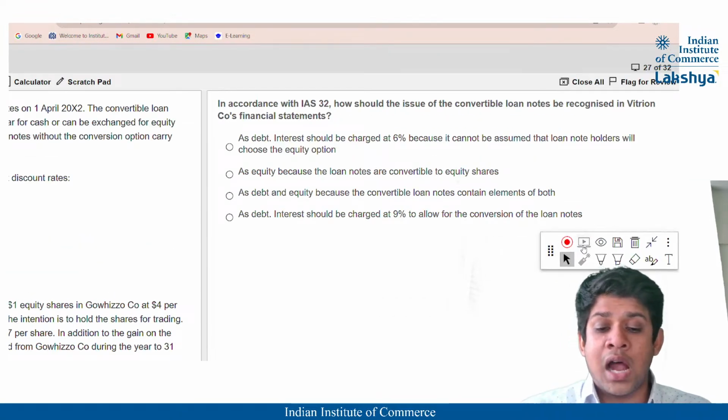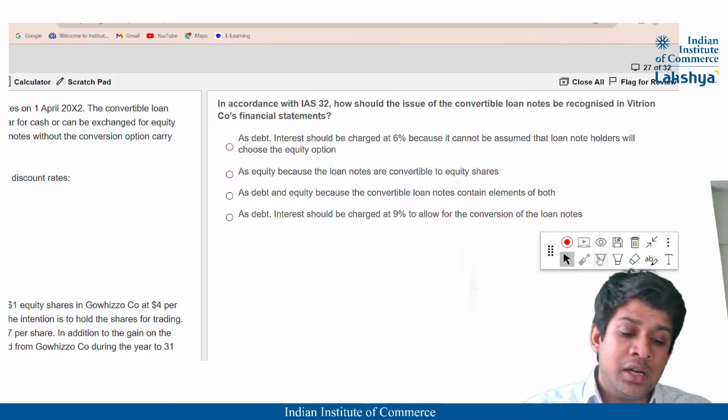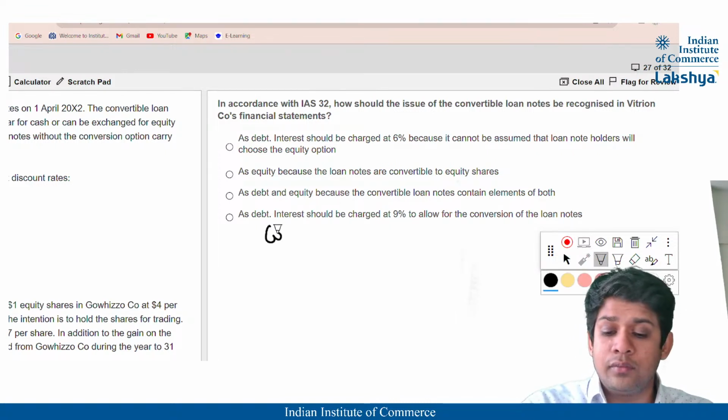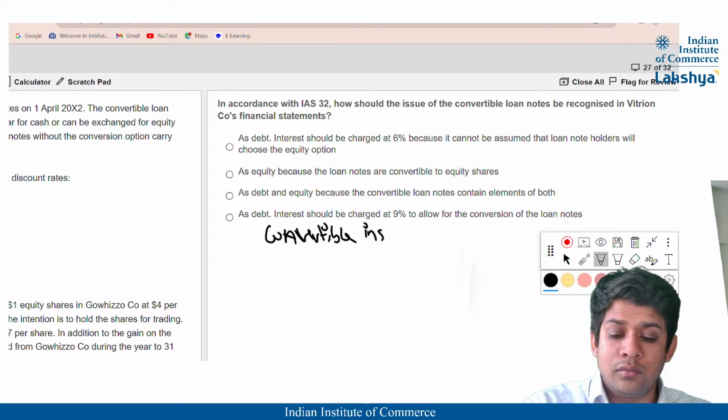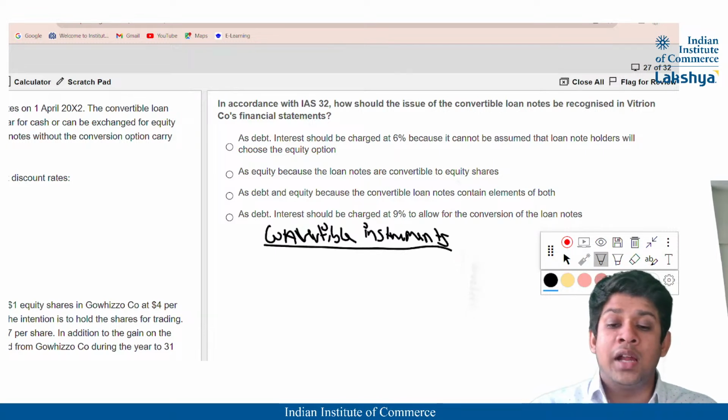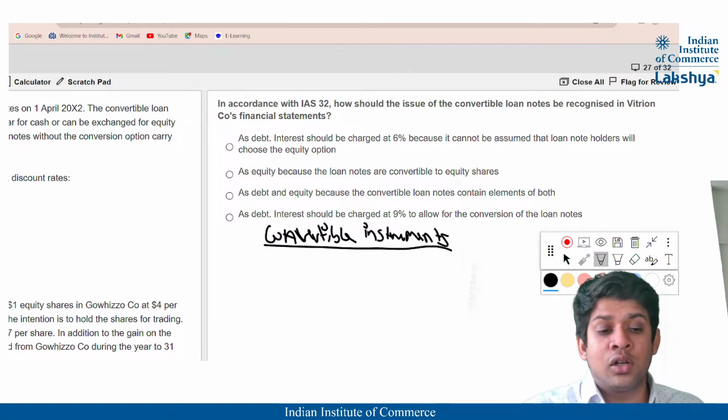In accordance with IAS 32, how should the issue of convertible loan notes be recognized in the company's financial statements? Now, what are convertible instruments, guys? Convertible instruments are nothing but any convertible preference shares or convertible bonds.